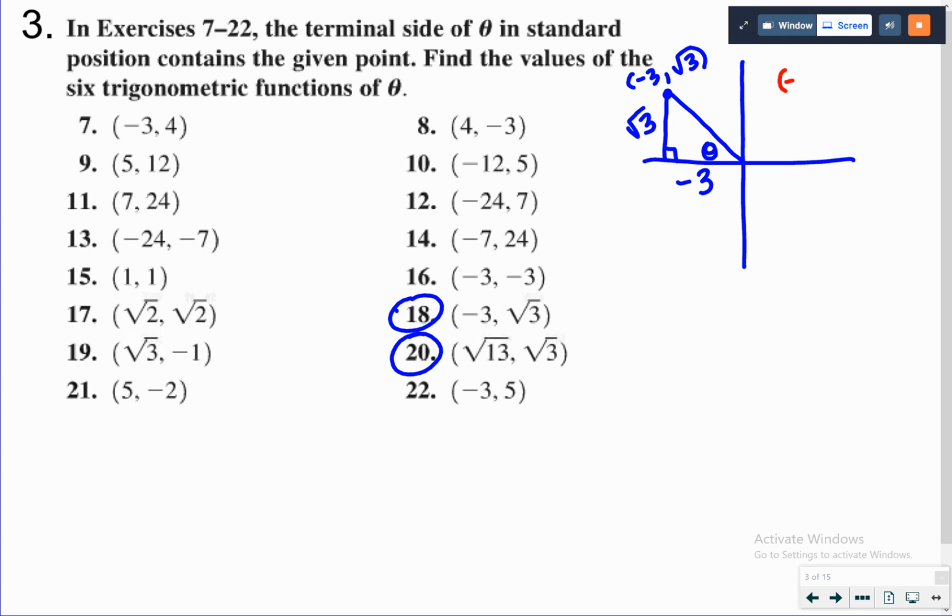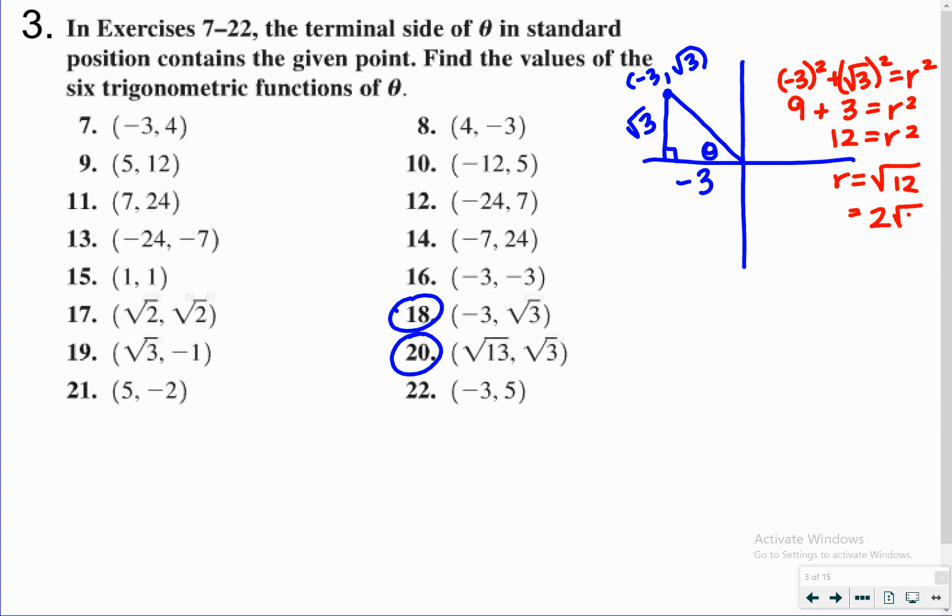Okay. So -3 squared plus rad 3 squared equals, we'll just call it r squared. What's -3 squared? 9. What's rad 3 squared? 3. So 12 equals r squared. So r equals square root of 12, which is 2 rad 3.